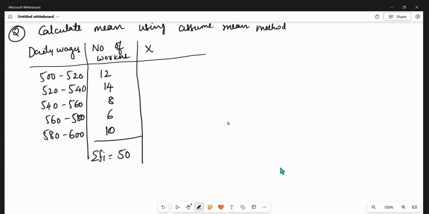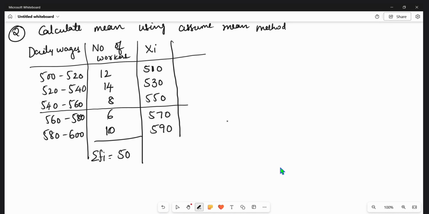Then we have Xi. Xi is what? Average. That is 520 plus 500 by 2. So we will get 510 here, 530, 550, here we will get 570, and this is 590. So this we call it as xi.